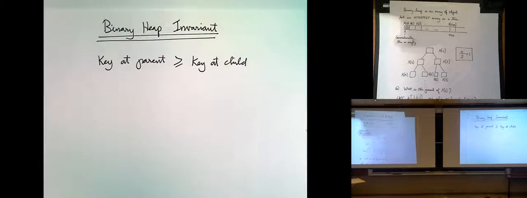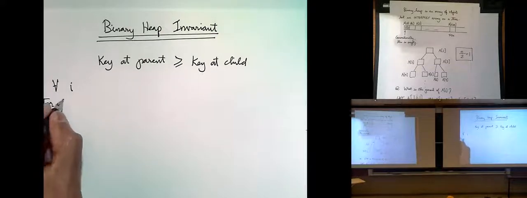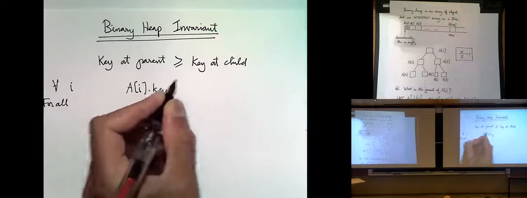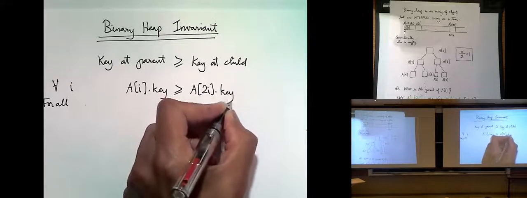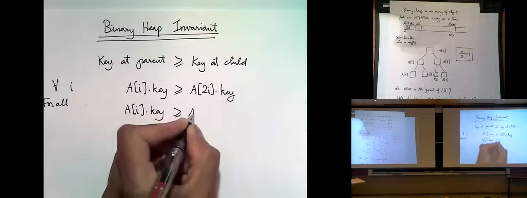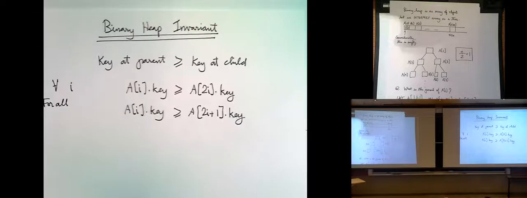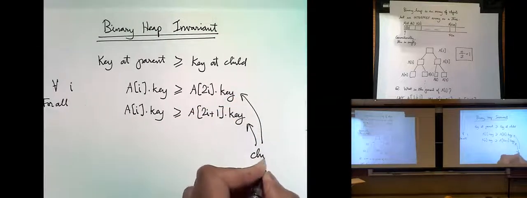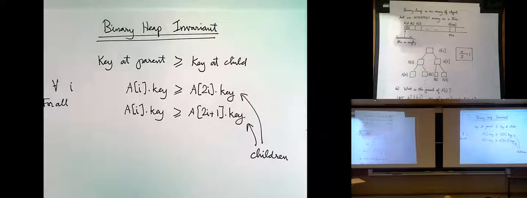So what this means is that for all indices i, a[i].key is greater than or equal to a[2i].key, and a[i].key is greater than or equal to a[2i+1].key, right? Because these are the children. So at all nodes, this needs to happen.